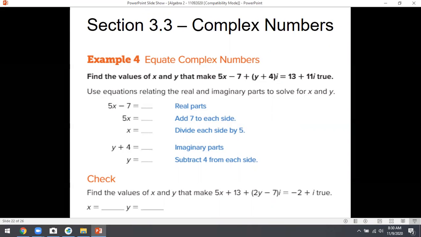What about the imaginary stuff? How many i's are over here? I see y plus 4, correct? Well, how many i's are over there? 11. So y plus 4 must equal 11. So if y plus 4 equals 11, then y must be 7 if you subtract 4 from both sides real quick, correct? So those aren't tricky.